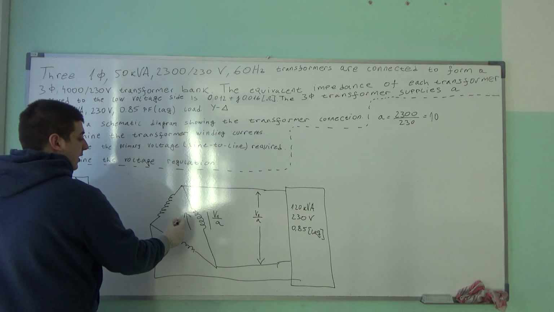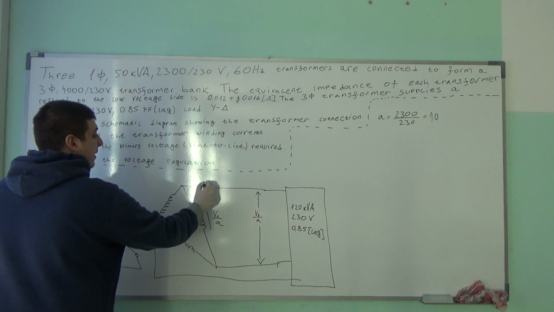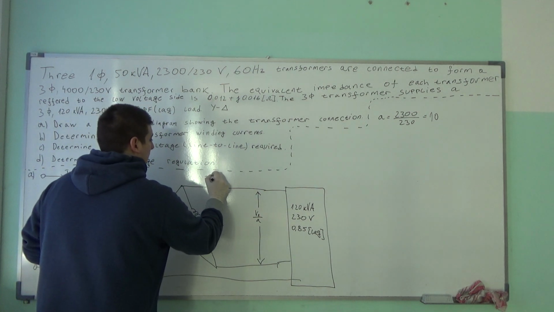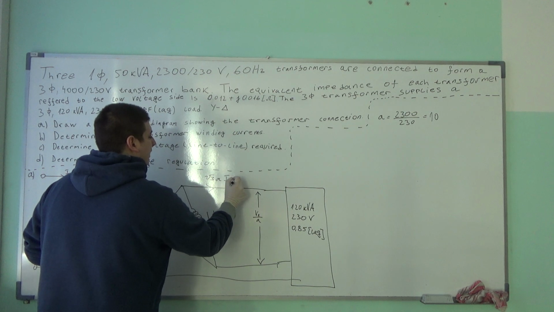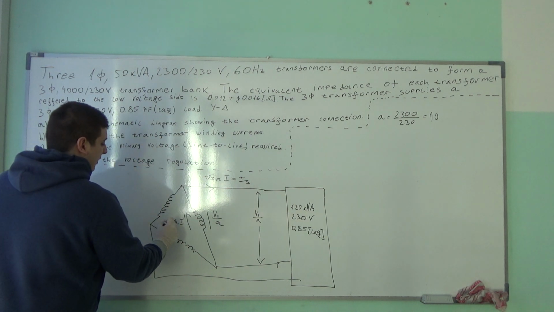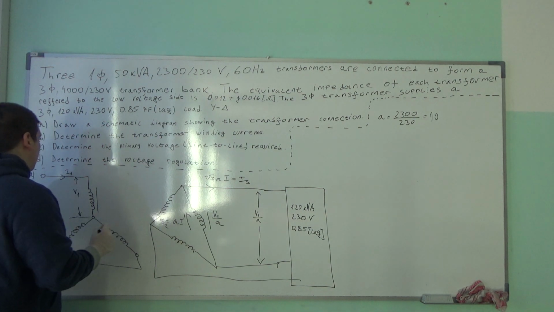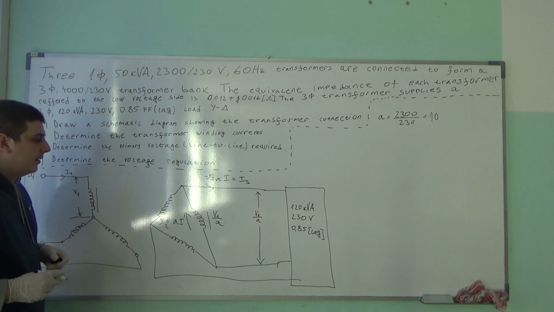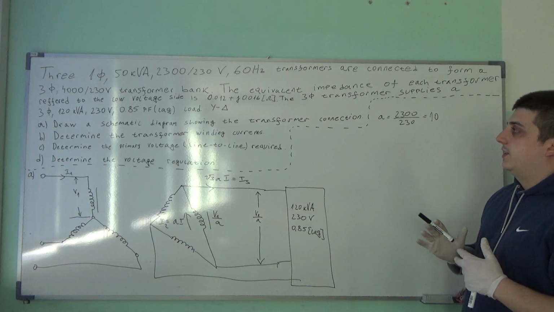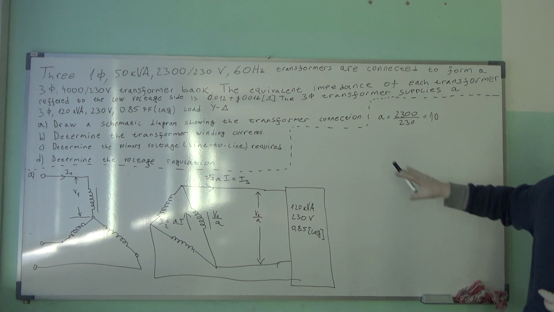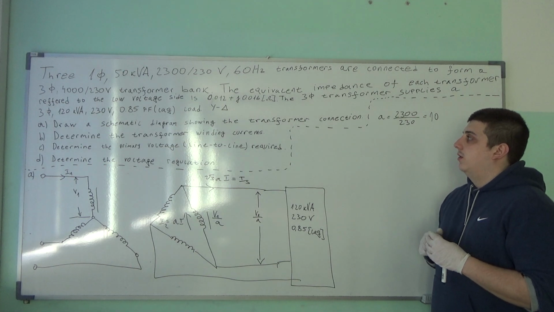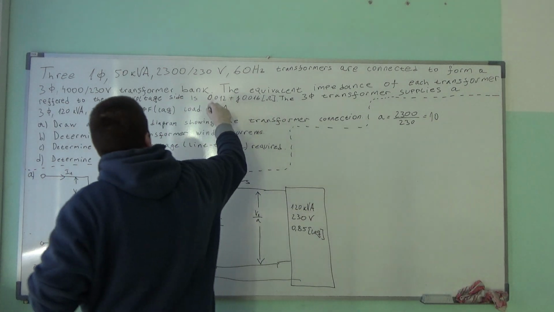The voltage in the phase is V1 over a, but the line current is square root of 3 times the phase current. Let's say this is the secondary voltage, this here is I2, and this here is I1. Okay, so this is the schematic diagram showing the transformer connections. So that is why we have a Y-delta configuration.